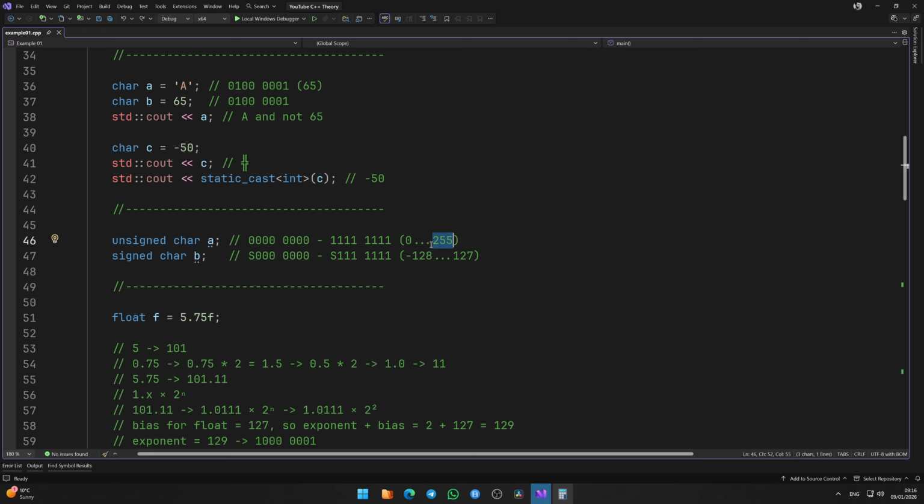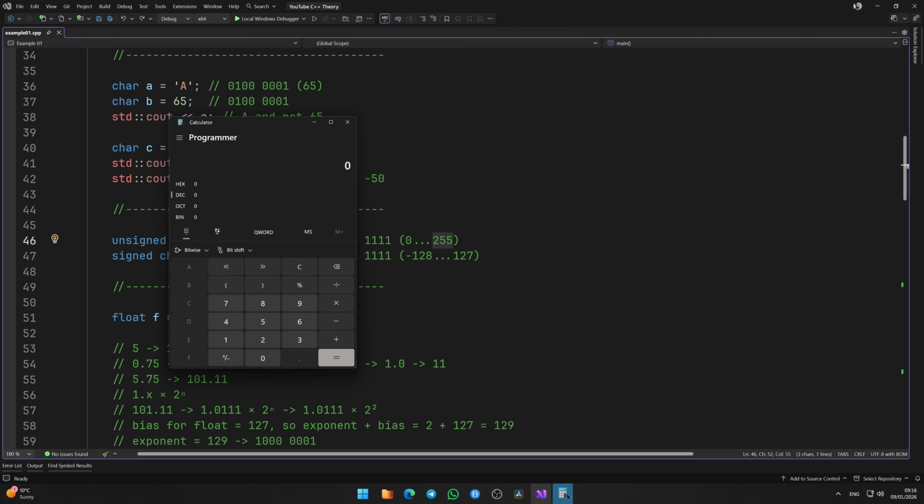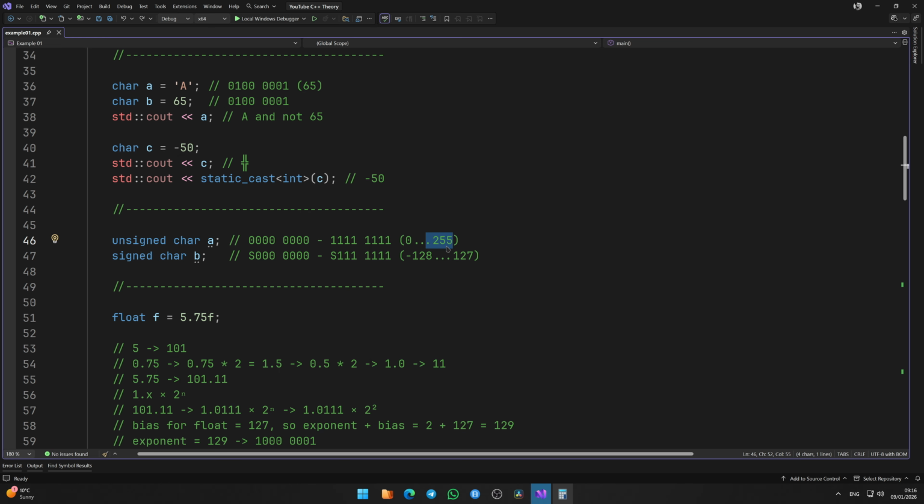If all bits are 1, the value is 255. How do you know that? Easy, just use the calculator. Open it, switch to programmer mode, and type 8 ones in binary. You'll see that in decimal that's 255. So the minimum value an unsigned char can store is 0 and the maximum is 255. That gives us 256 possible combinations in total.